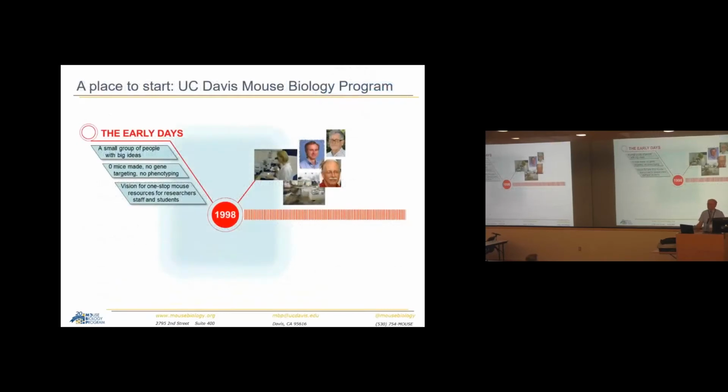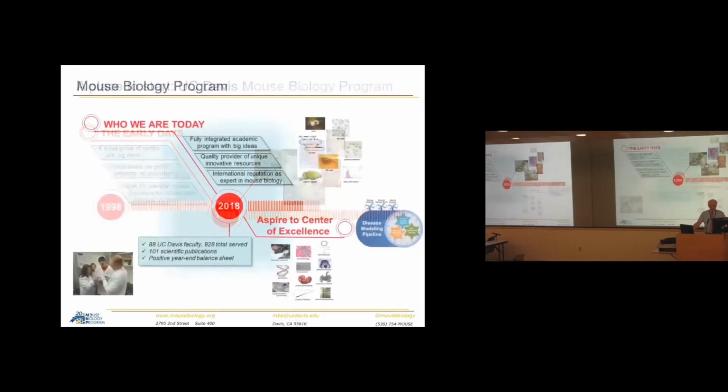So I'll finish up with this, is that Dr. Farmer mentioned mouse biology program, and I think this can grow from mouse biology program, so I just wanted to show you where we were 20 years ago, because this is our 20th anniversary. So in the early days, we were just a small group of people with big ideas. We had made no mice. We had no gene targeting. We had no phenotyping. But we did have a vision, and I think that was important about this, is the vision for a one-stop mouse resource for researchers, staff, and students.